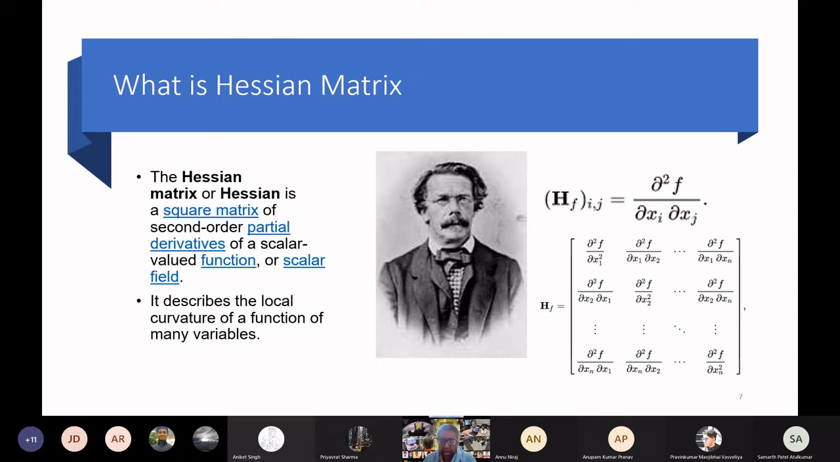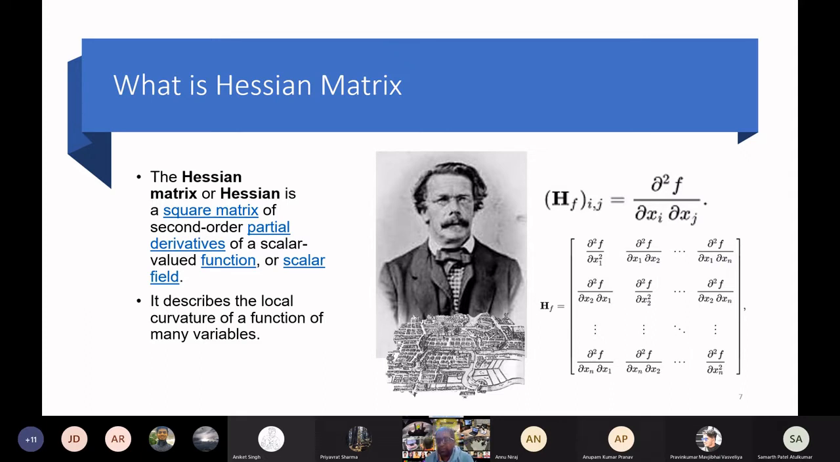And this is Ludwig Otto Hesse, and slightly off the topic, Hesse was born in Königsberg, and if any of you remember your graph theory, you may remember the famous seven bridges problem of Königsberg, which is the same town, a problem later solved by Leonhard Euler. So he was born in old Prussia, present Germany, and the Hessian matrix is named after him.